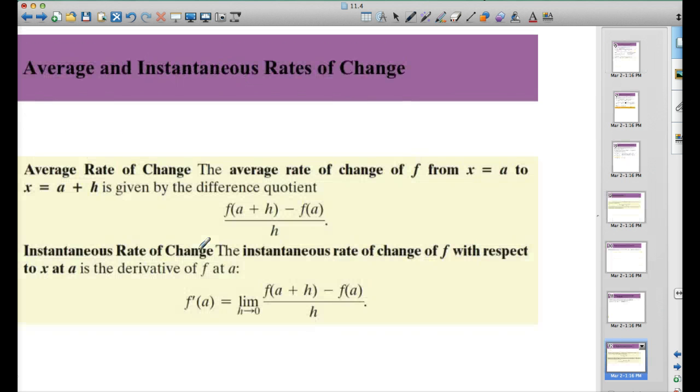The average rate of change of f from x equals a to x equals a plus h is given by the difference quotient. The instantaneous rate of change of f with respect to x at a is the derivative of f. So instantaneous is always the derivative. That's the limit. Average is just taking the 2 points and averaging.